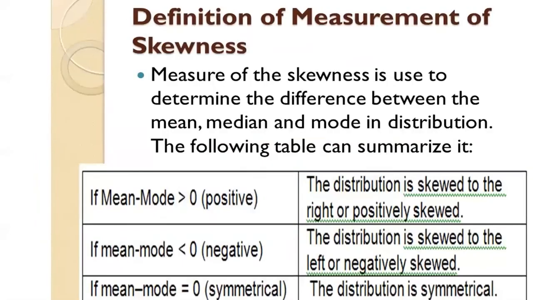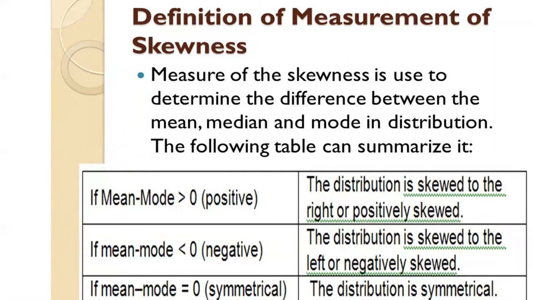Now we have skewness, the measurements of skewness. Skewness means that the values of mean, median, and mode are not equal in a normal distribution curve; then there exists some skewness. Measures of skewness are used to determine the difference between the mean, median, and mode in a distribution. The following table summarizes it.